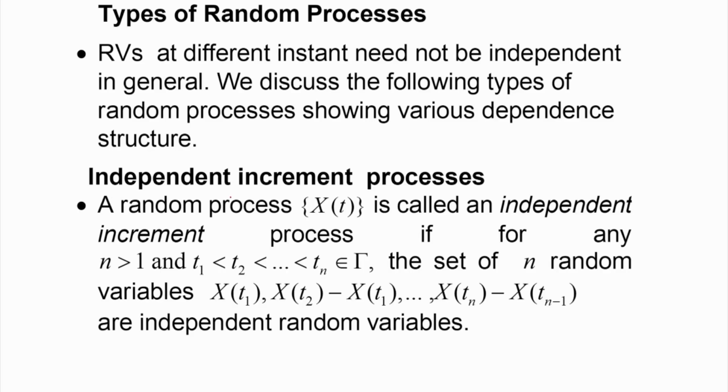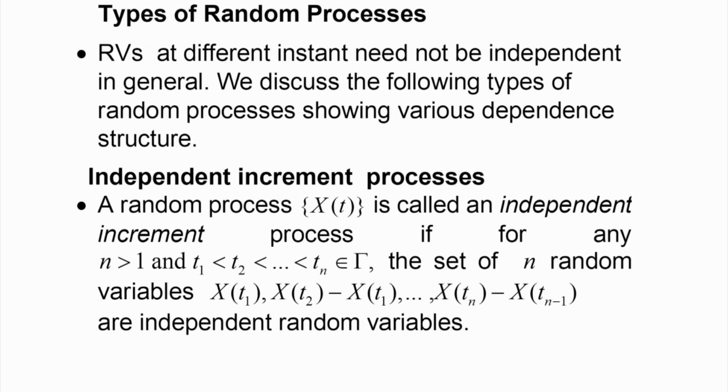For example, independent increment random process. A random process xt is called an independent increment process if for any n, suppose you consider t1 is less than t2, less than t3, etc., up to tn minus 1 is less than tn, then we can define a set of n random variables xt1, x of t2 minus xt1. Suppose xt1 is a random variable, x of t2 is another random variable. Therefore, the increment during time t1 to t2 is xt2 minus xt1. So this is one increment.